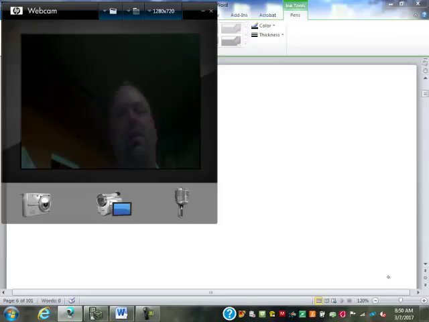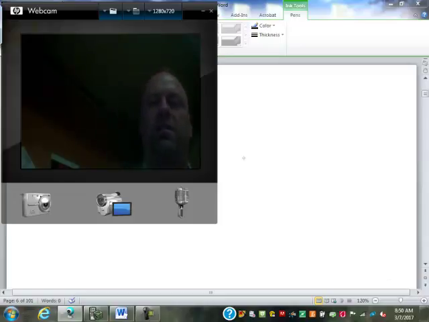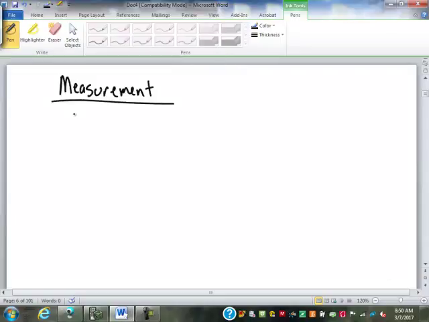So what they started to do for measurement, for size, for lengths at least, is they used parts of the body. So we're going to start out talking about standard measurement, because that's where measurement really started.